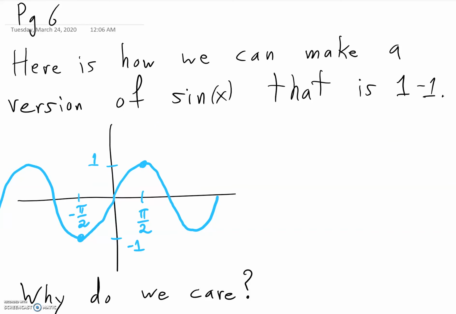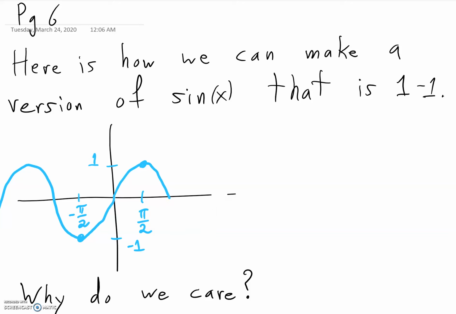Now, here's how we can make it a one-to-one function. We can take the graph of sine of x, and we can restrict the domain of sine of x. If you restrict the domain of sine of x, well, then you end up having to erase a bunch of parts of the function.